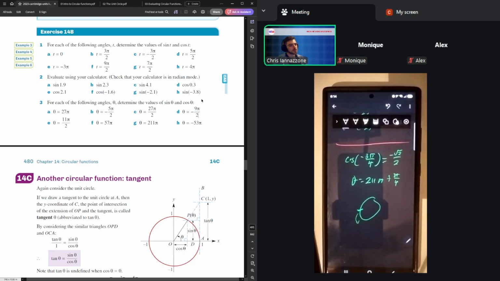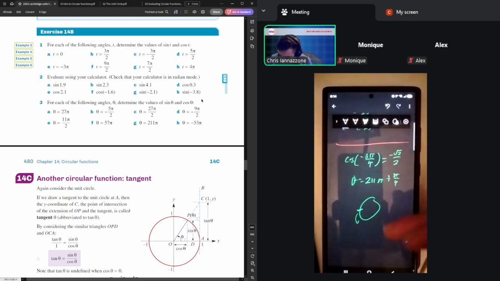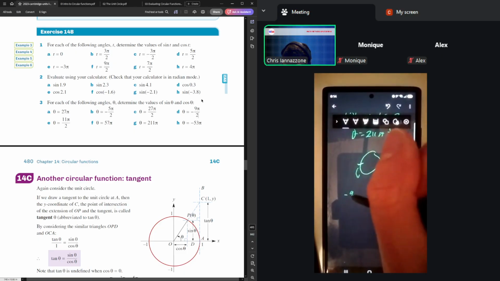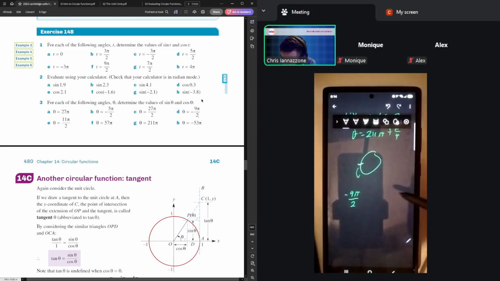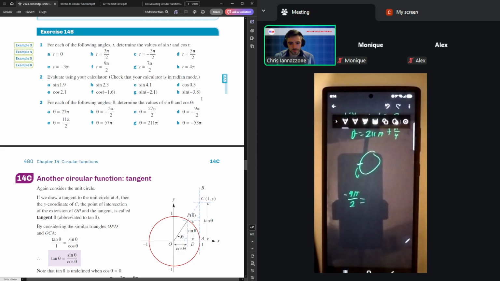So let's say we're doing our negative 9 pi on 2 here. Negative 9 pi on 2. First, we're going to try and convert that to a mixed fraction. We want our whole number, we want our remainder. What's that going to look like?